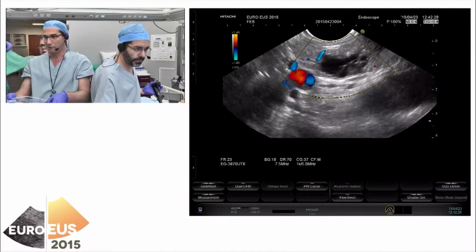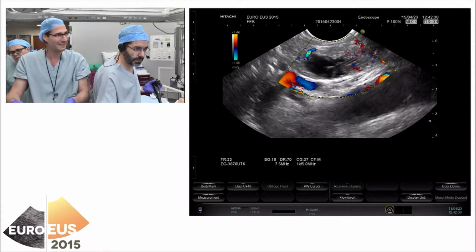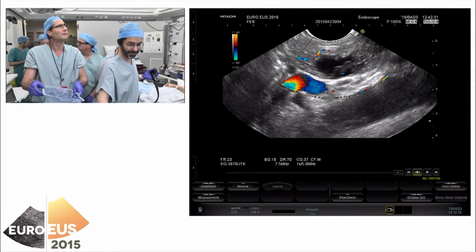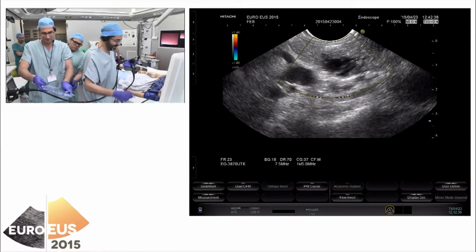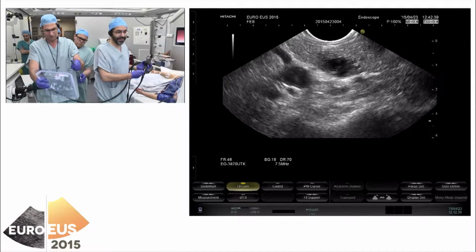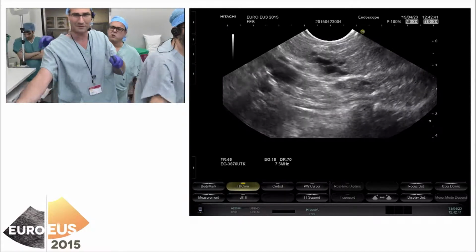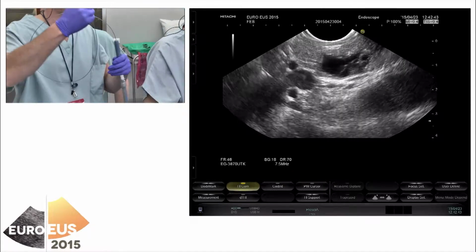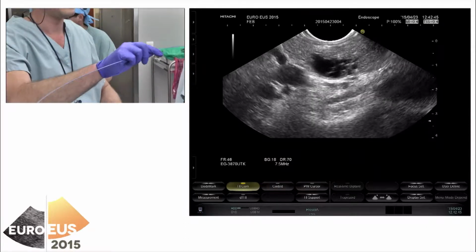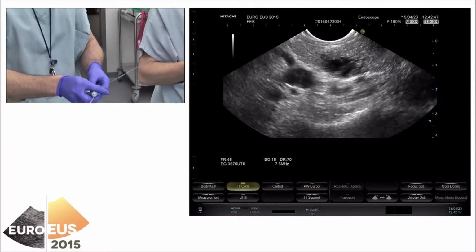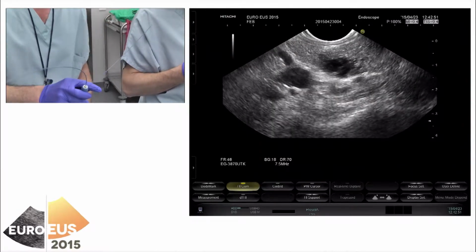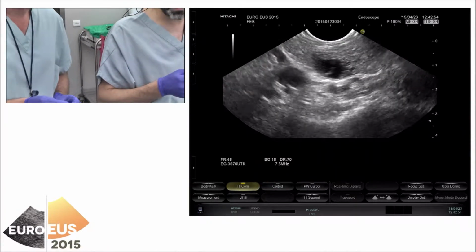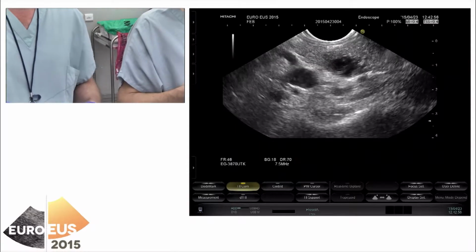Could we have a vote from the audience about the type of cyst while we're waiting? So those voting for IPMN? And possibly a serous cystadenoma? I'm expecting a 50-50. It's approximately that. Anybody still think it might be a pseudocyst? No, so that's gone.